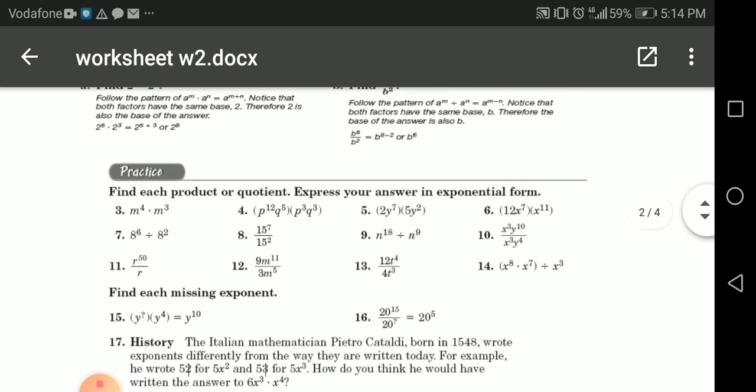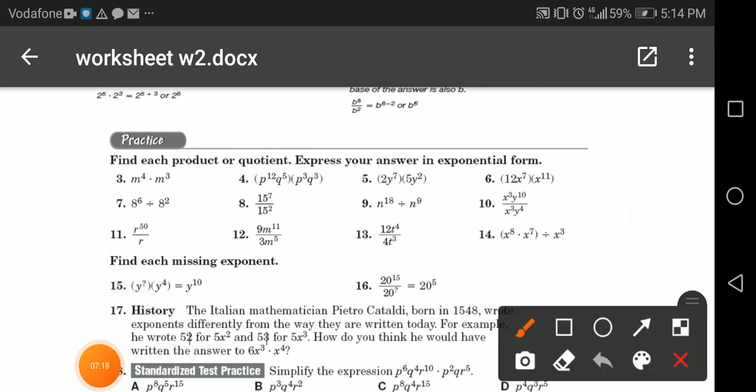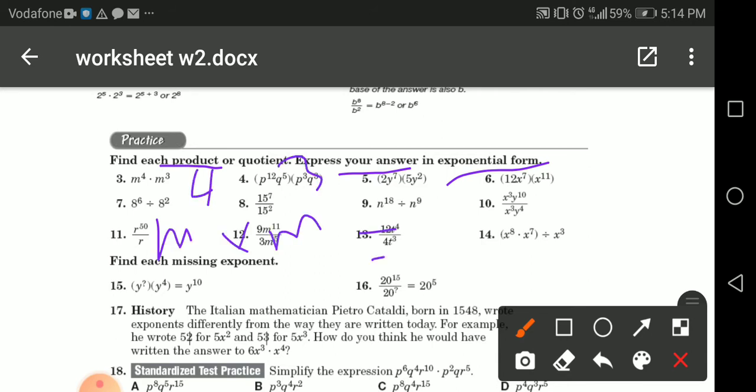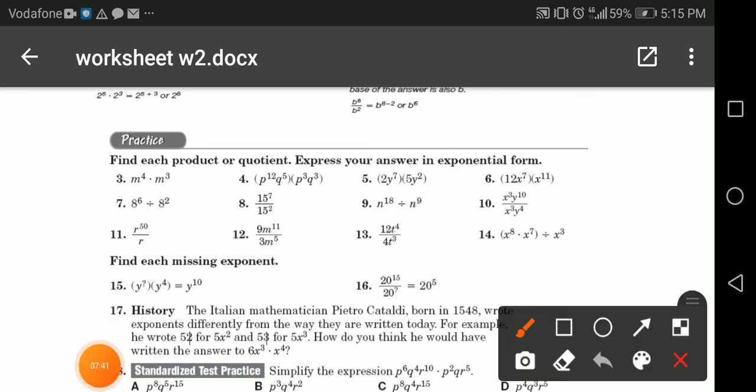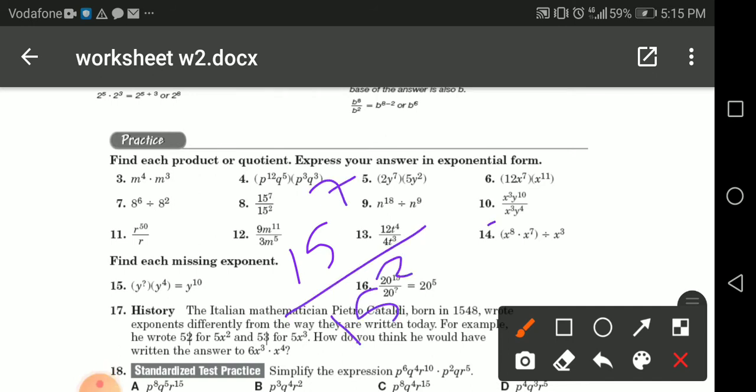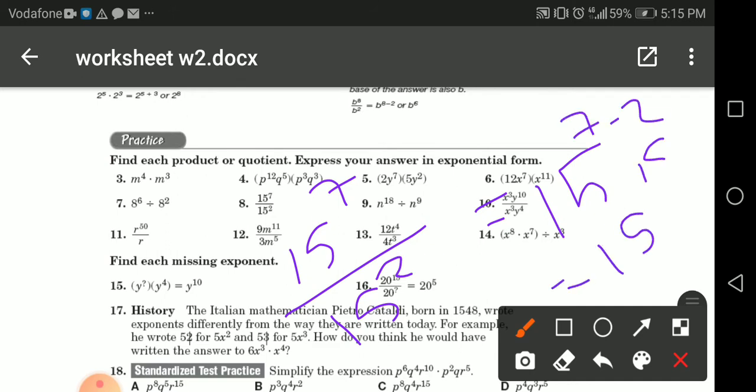Okay, here is some practice. Find each product or quotient. Express your answer in exponential form, I mean power form. m to the fourth power multiplied by m to the third power would be m to the 4 plus 3, so 7. It's easy like this. Okay, guys, I have this one: 15 to the seventh power over 15 to the second power, so it would be 15 to the 7 minus 2, so 15 to the fifth power.